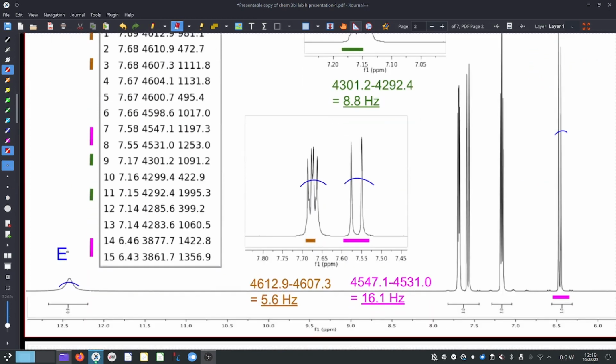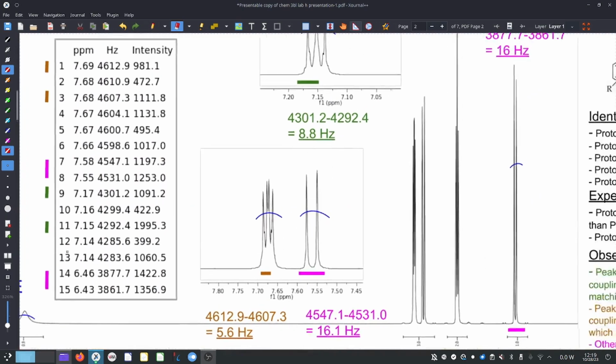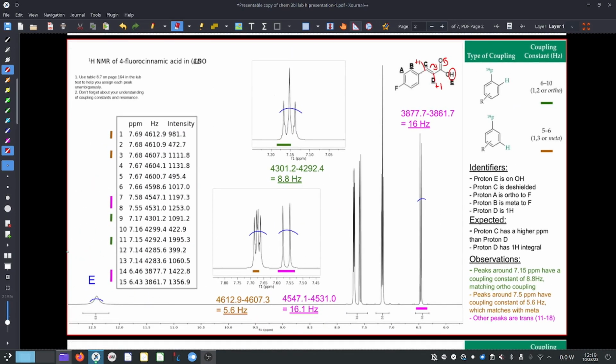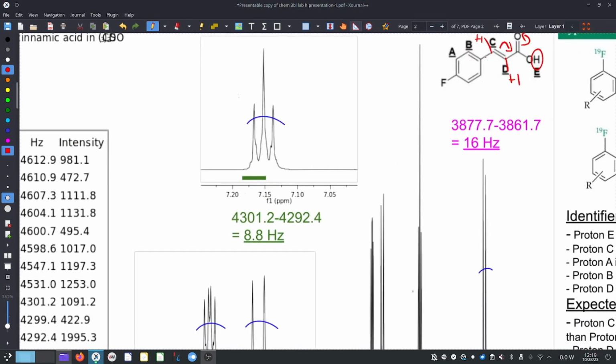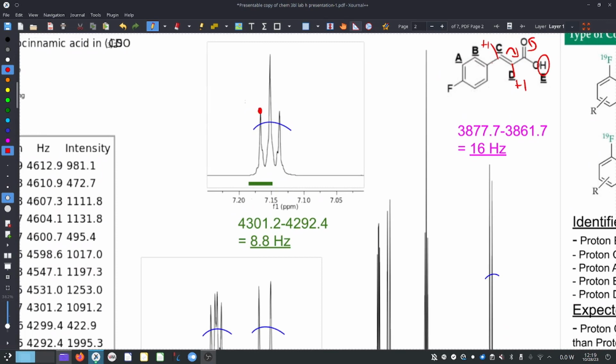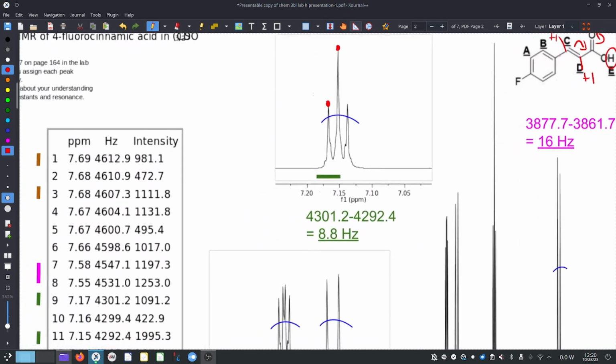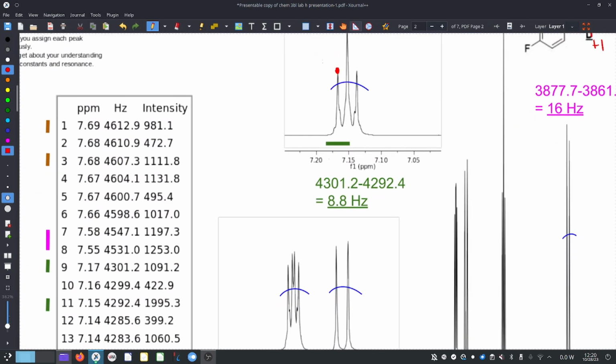Alright, then we're stuck with the rest of the peaks. There's a hint to use coupling constants, so that's what we used. If you find the coupling constant of each peak, you'd find that this one, the one in orange over here, has 5.6, one over here is 8.8, and then the two pink ones are around 16 hertz. So again, how to calculate coupling constants is you take two peaks. For example, on this, what looks like a triplet, you take these two peaks, and then you'd find their hertz, and then you'd subtract it. So for that one, I used these two values.